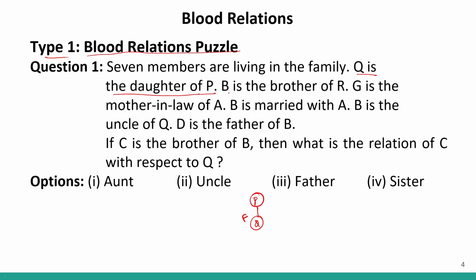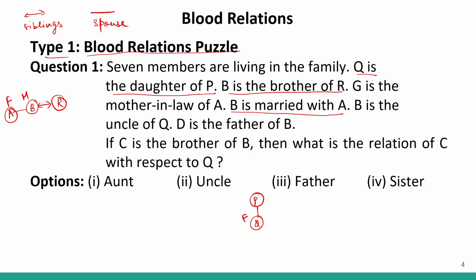Okay. B is the brother of R. So it is mentioned over here that B is the brother of R. So I use this symbol to tell that they are siblings, and I use this symbol to tell that they are spouses. Okay. So B is the brother of R. So B would be male, brother of R. Okay. B is married to A. So A would be the spouse of B. So since B is male, A would be female. Correct?